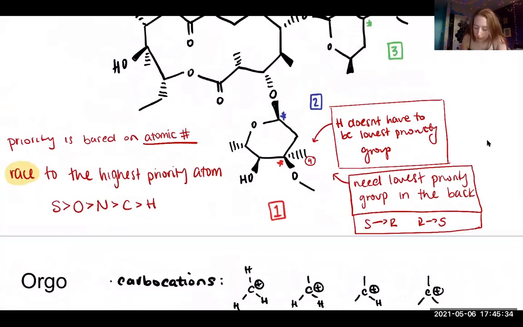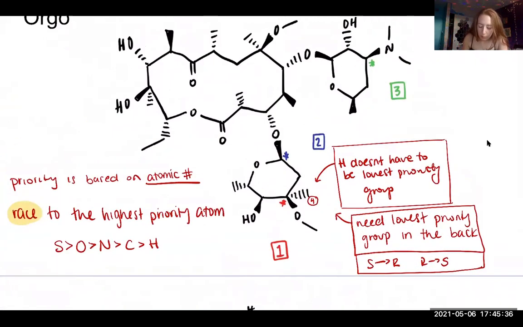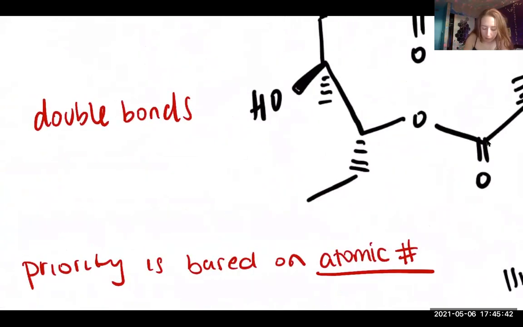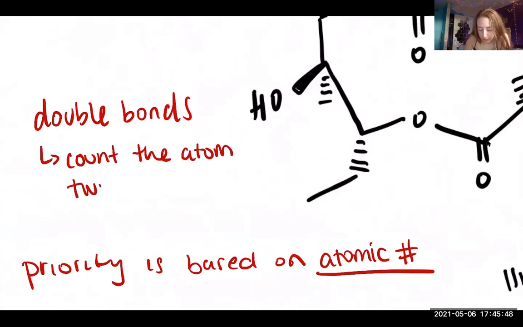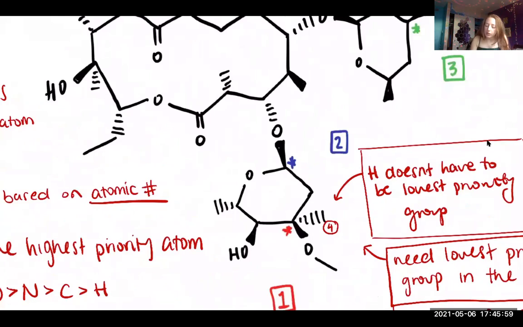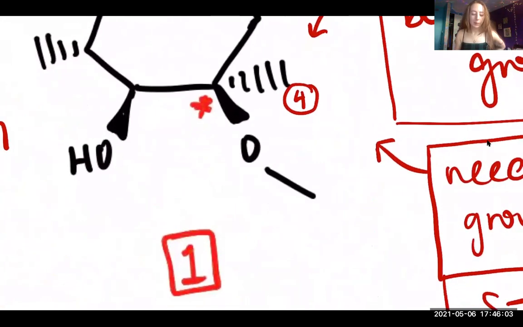Last thing I want to discuss, double bonds. Double bonds count the atom twice. It's as if there were two of them. That's how we use double bonds when figuring out R and S configuration here. So let's start at the beginning. Let's start with our first example.